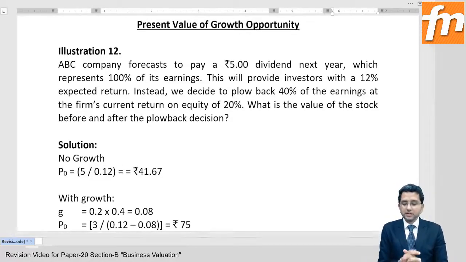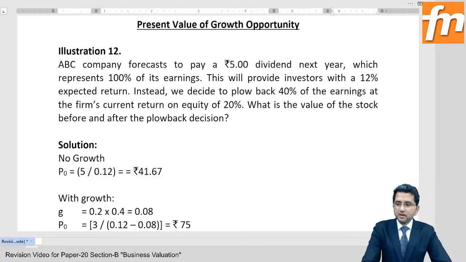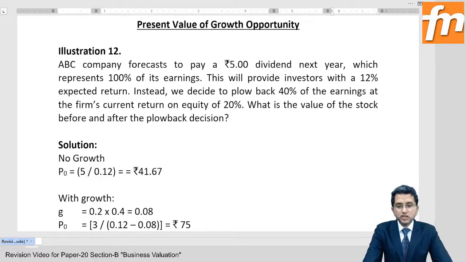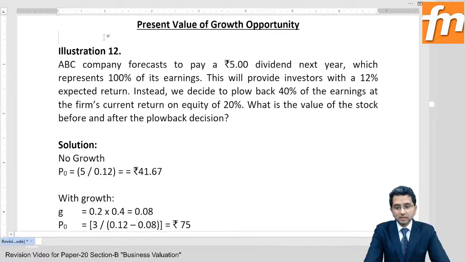Right? So this is the whole investment accounting, investment valuation for the purpose of... We have done valuation of inventory, valuation of investments. Now let's talk something simple. Present value of growth opportunity. What is the concept of PVGO? It's a very simple concept.